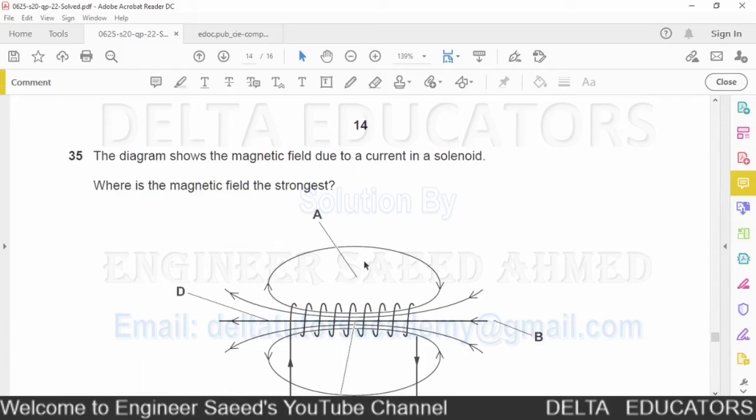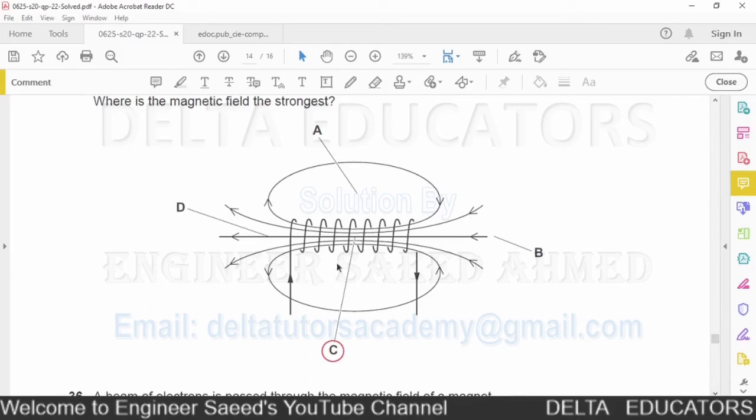Now here if we check all the four options A, B, C and D, we are looking that inside the solenoid the lines of force are closest together. So here the strongest field will be inside the solenoid. Outside the solenoid, here in A, here in B, in D, we are looking the lines of force are away from each other as compared to lines of force inside the solenoid. So here the magnetic field will be strongest inside the solenoid. So our correct option, option C.